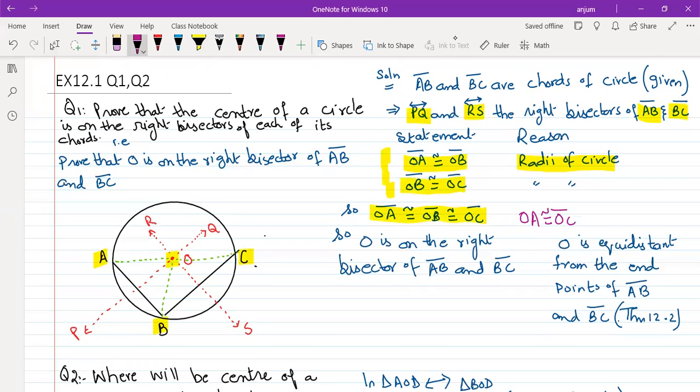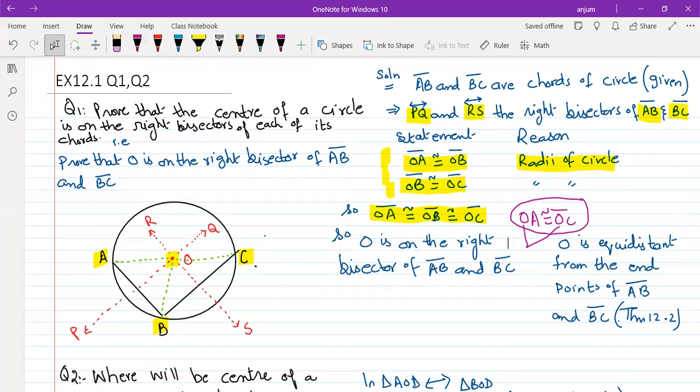If some point is equidistant from the endpoints, we know that according to the theorem, it is on the right bisector of it. So point O, which is equidistant from the endpoints of the chord AC, is on the right bisector of AC. O was previously on the right bisector of AB and BC, and from this result we have proved that it is also on the right bisector of AC. So it is proved that O is on the right bisector of all of its chords.